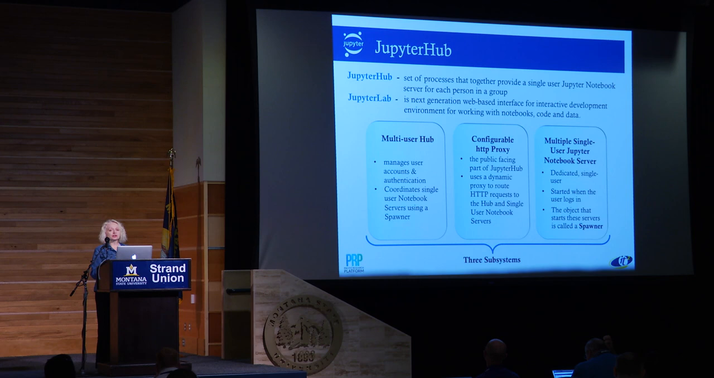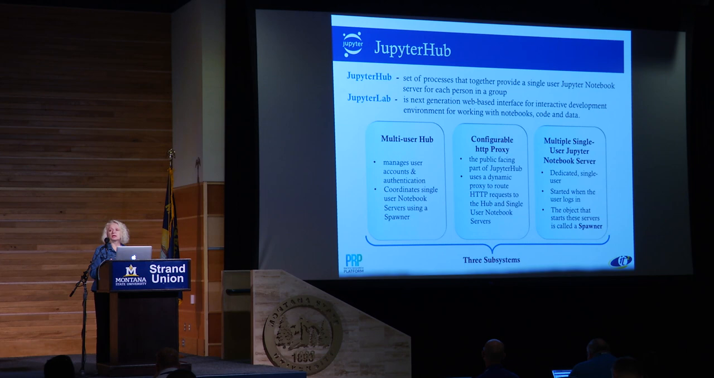In a nutshell, JupyterHub has three main subsystems. It's the hub itself, and the hub manages user accounts and provides user servers. For each user, there is a single server that is found on the hub, and the hub manages all the authentication. The hub also configures the HTTP proxy, and the HTTP proxy is the public part that users are facing when they're connecting to a specific URL that runs JupyterHub. The proxy is responsible for forwarding all the HTTP requests to the hub itself and to all the notebook servers that are spawned on the user's behalf. And the last part is the notebook server. It's a single-user notebook server, but the hub runs multiple ones, a single one dedicated to each user. It is started as soon as the user logs in on the system, and the object that starts the service is called the spawner.